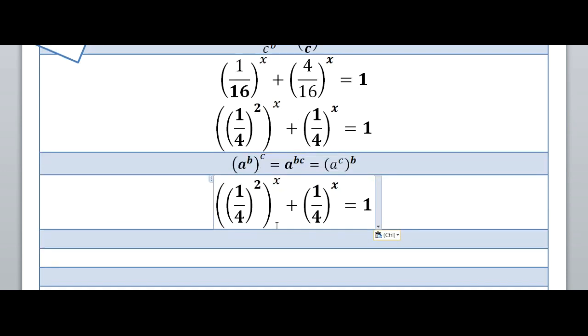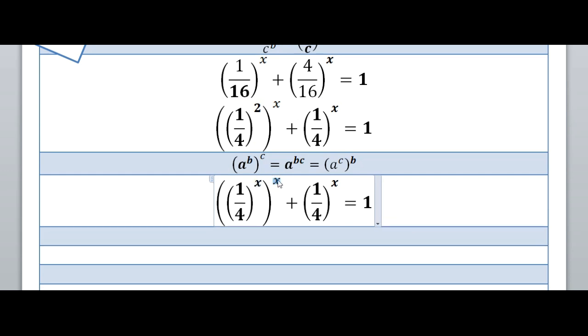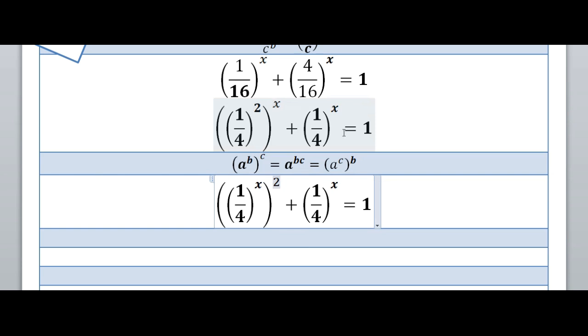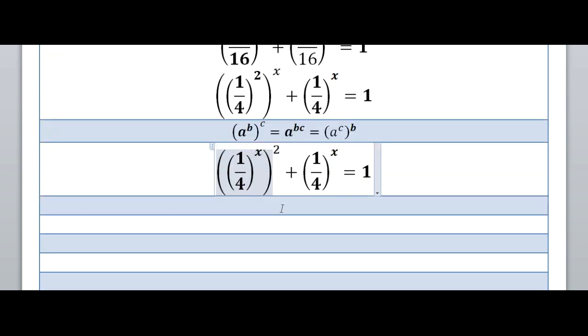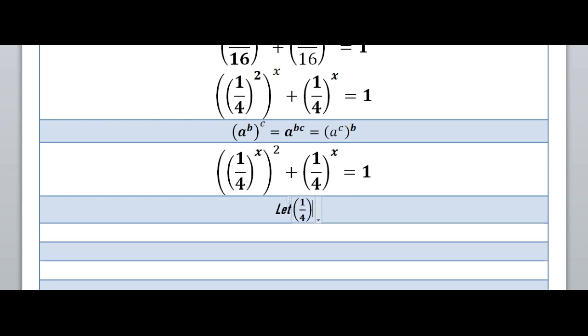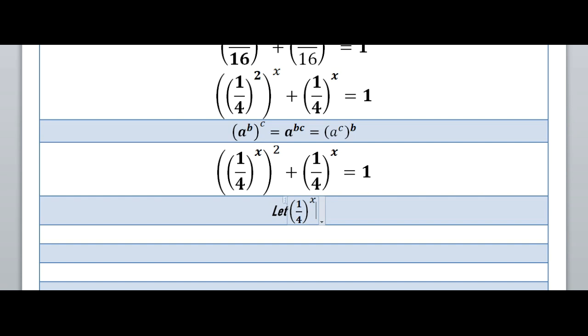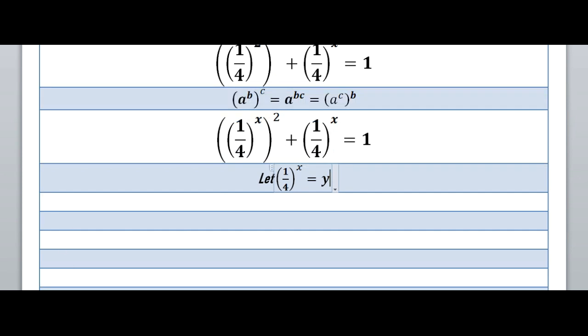It therefore means 1 over 4 raised to power 2, all raised to power x, is the same as 1 over 4 raised to power x, then 2 outside. If we interchange 2 and x, here is b, c, then c, b, by the laws of indices. Now at this point, you can say, let 1 over 4 raised to power x be y. Anywhere we have 1 over 4 raised to power x, we shall substitute with y.